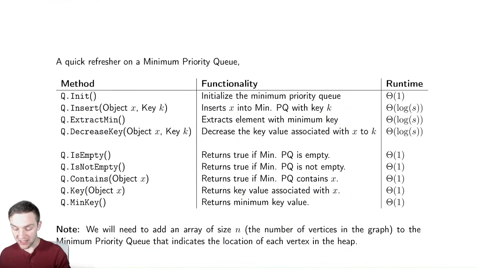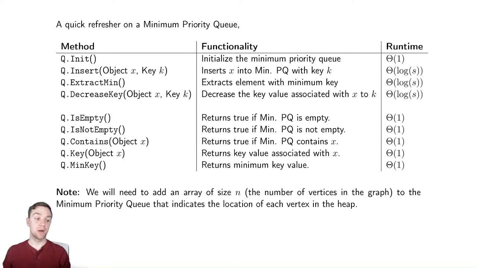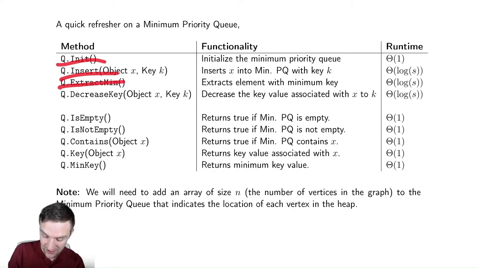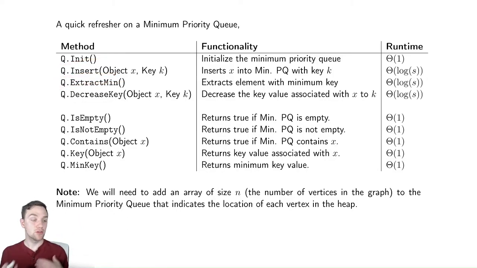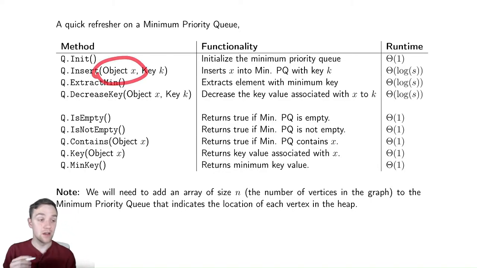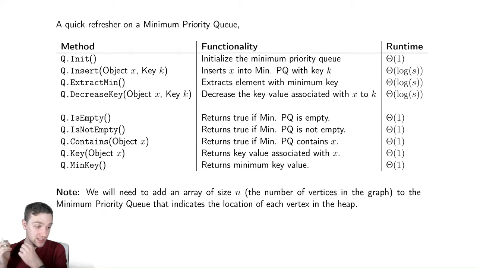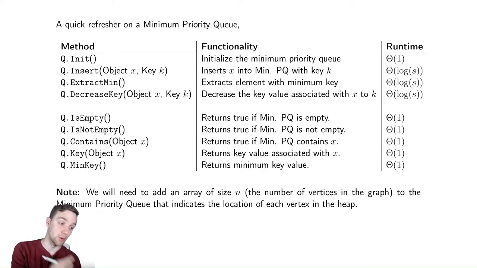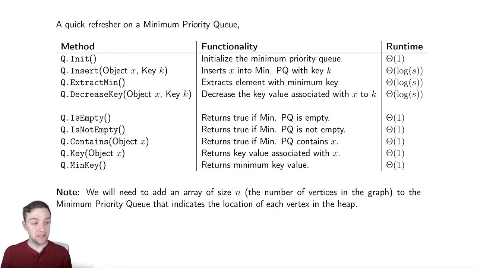So let's look at some methods and remind us of what those were. Here I have a nice table with a bunch of minimum priority queue methods. Here we have an initialization method, an insert method, an extract max method. All of those are what you might expect. What we are storing in this minimum priority queue is an object X, meaning a vertex, and the key for that vertex, meaning the cost at that vertex. So we're not just storing numbers, but we're storing an object and its key, meaning the cost. That being said, all of these methods, insert and extract, we studied before.